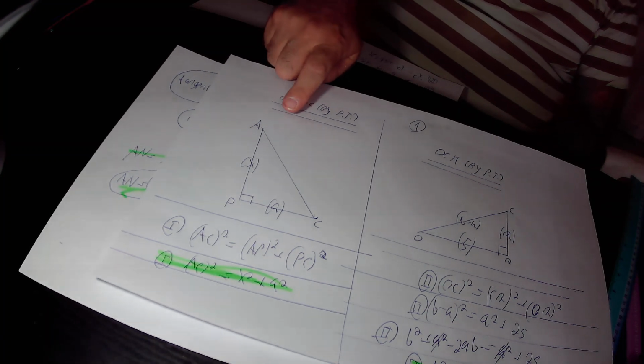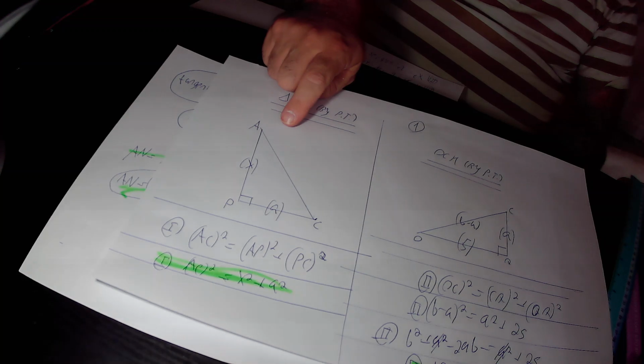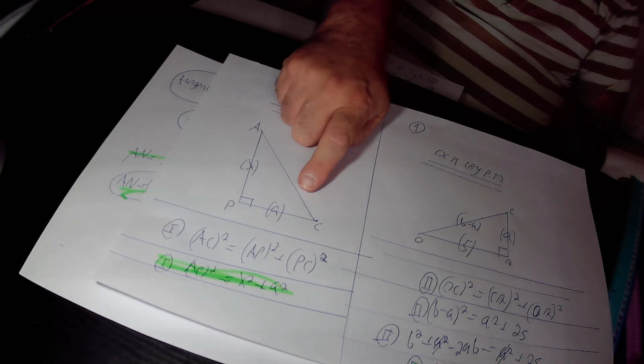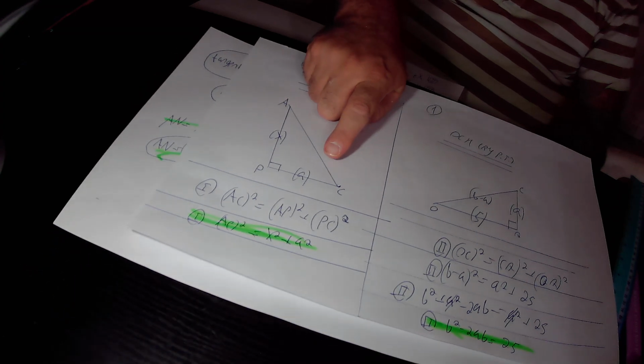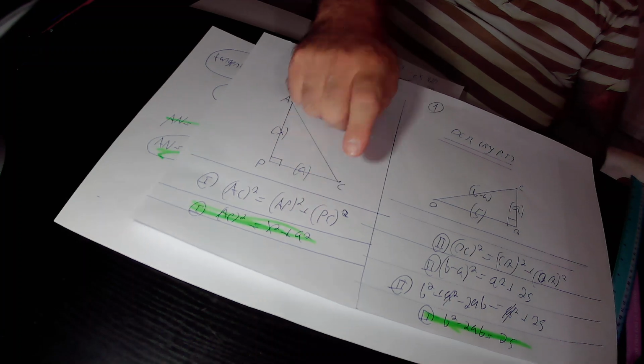AC is the missing side, so we have to find this. So AC squared equals AP squared. AP is X, therefore AP squared is X squared, plus PC squared. PC is A, therefore PC squared is A squared. So in total, according to rule 1, we found out that AC squared equals X squared plus A squared.